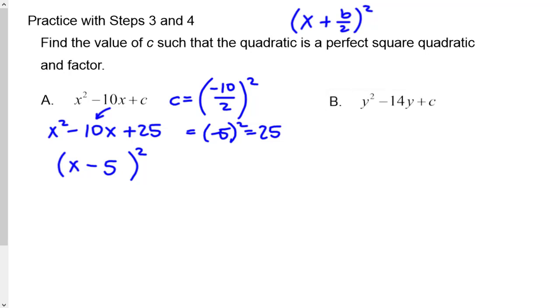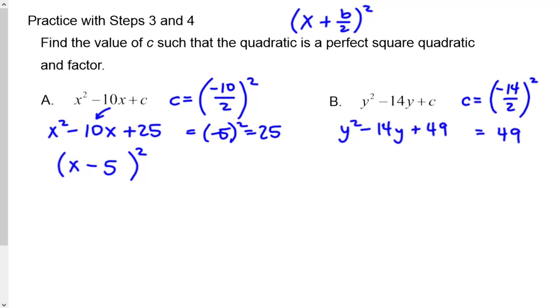Let's see another one. So what would I add here? The constant value that I add here is going to be negative 14 over 2 squared. So 14 over 2 is 7, and 7 squared is 49. So it would be y squared minus 14y plus 49. And this factors into, just take half of this b term, y minus 7 quantity squared.